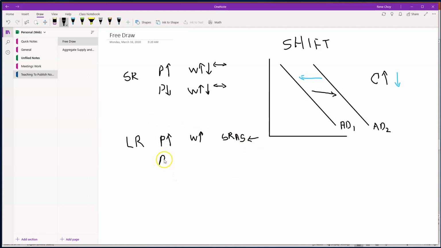Now, if the opposite is true, if prices are declining in the short run, then once you go into the long run, wages will follow in the same direction, and your short run aggregate supply will shift to the right. So basically, in the short run, prices are not directly related to wages, and in the long run, you have a direct relationship between prices and wages.